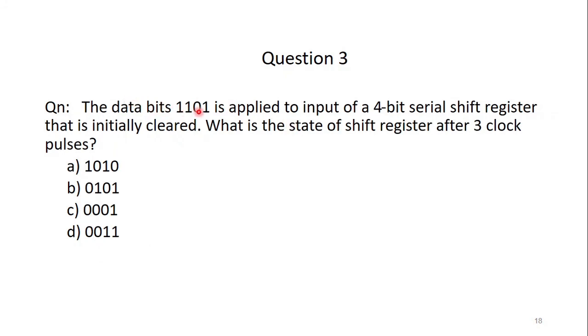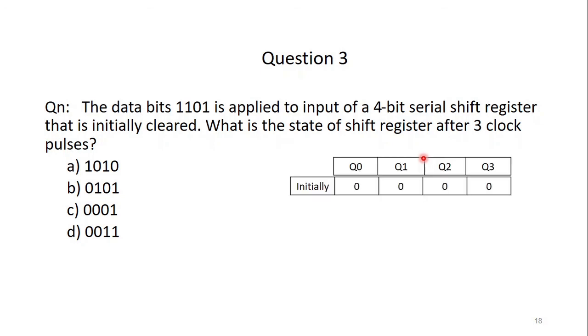The data bits 1101 are applied to the input of a 4-bit serial shift register that is initially cleared. What is the state of the shift register after the third clock pulse? Initially the shift register is clear, that means it has the values 0000. This is the least significant bit position and this is the most significant bit position. Our data bits are 1101. Here the least significant bit is 1, so initially 1 comes at clock pulse 1. So 1 is loaded into Q0 and in all other positions there is no change.